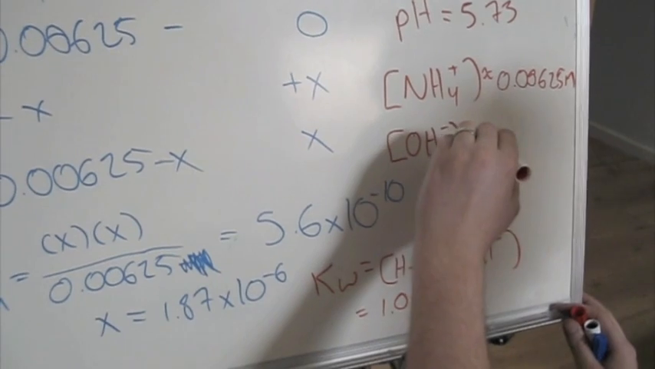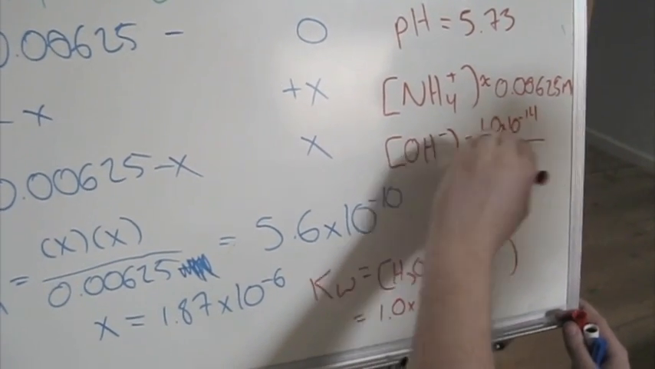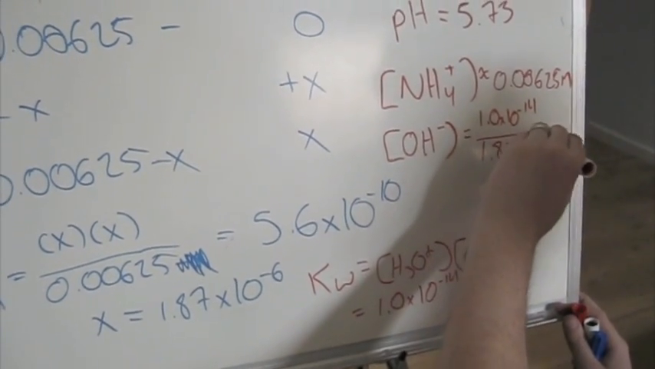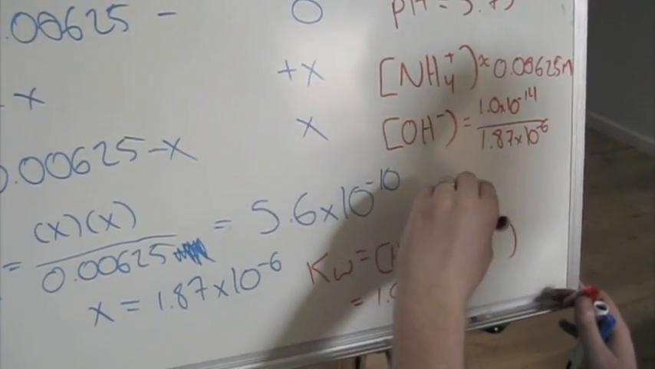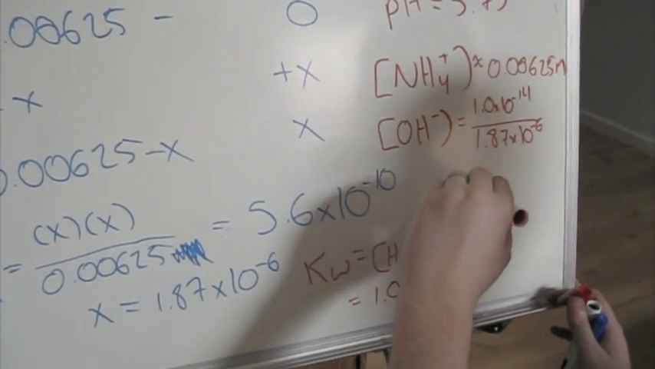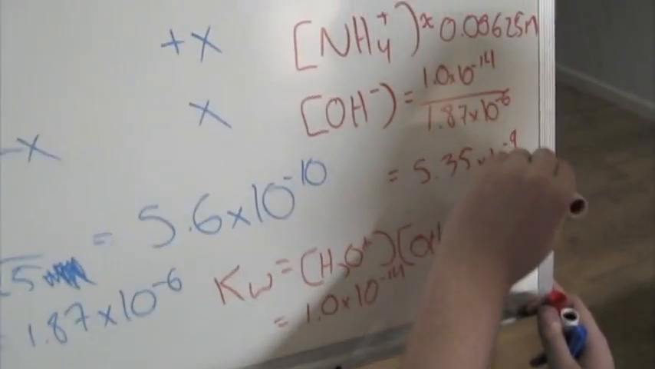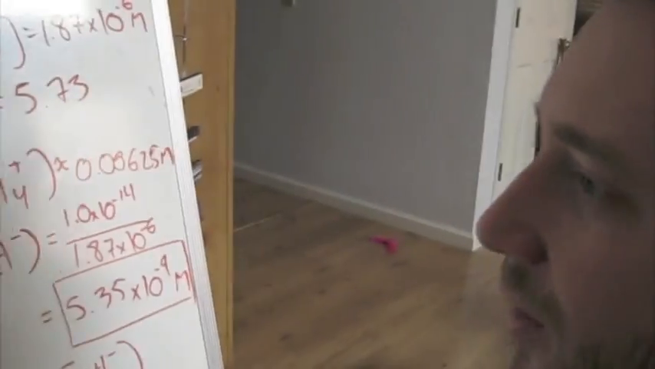The concentration of hydroxide is equal to 1 times 10 to the negative 14th power divided by 1.87 times 10 to the negative 6th molar. If we do the math, you find that the concentration of hydroxide ions in the solution is going to be 5.35 times 10 to the negative 9th molar. And there we go. And that is how you solve the problem.